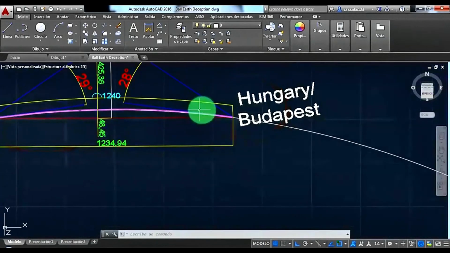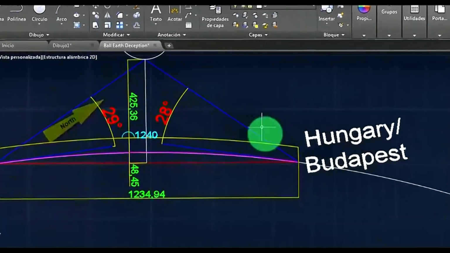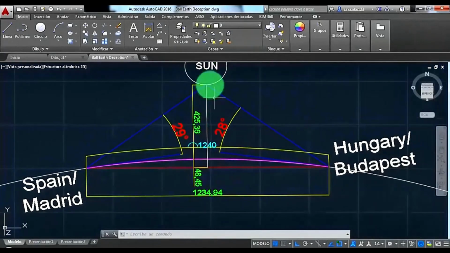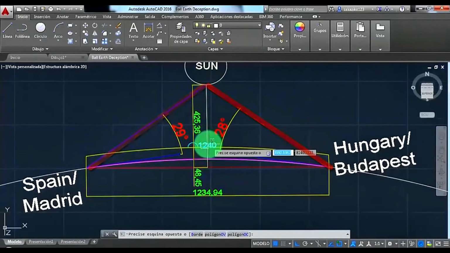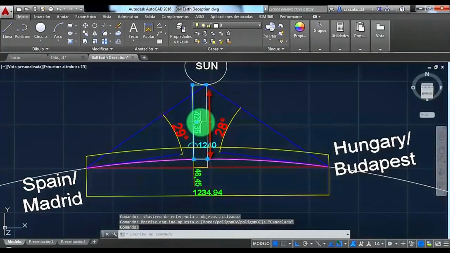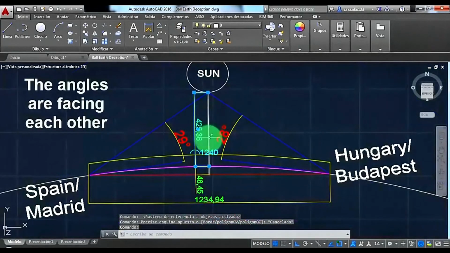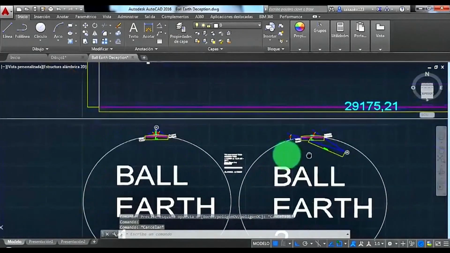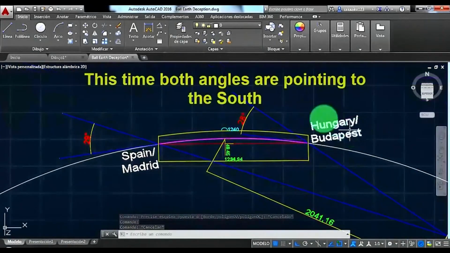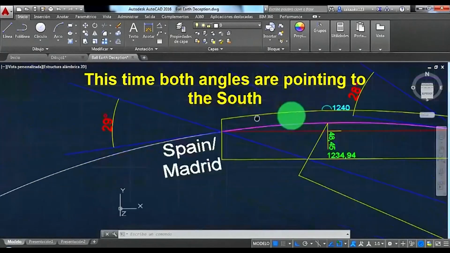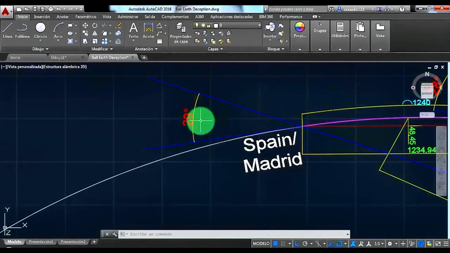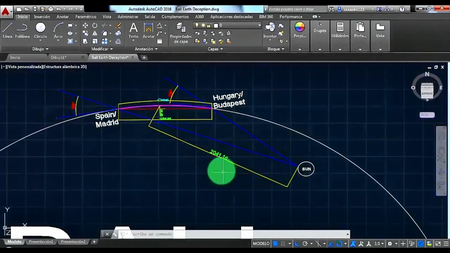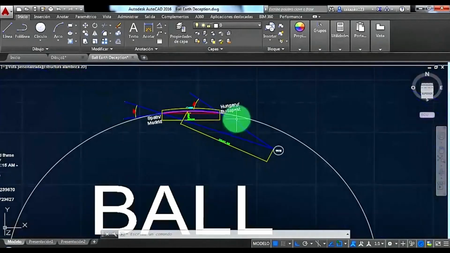So here are Budapest and Madrid. Their elevation angles were almost the same. It didn't work. It didn't work because the sun doesn't circle between these two cities. Okay? So it just didn't work. Even if I changed the directions of the angles, it didn't work. As you can see, both of them are facing south. But the distance we got didn't make sense at all.